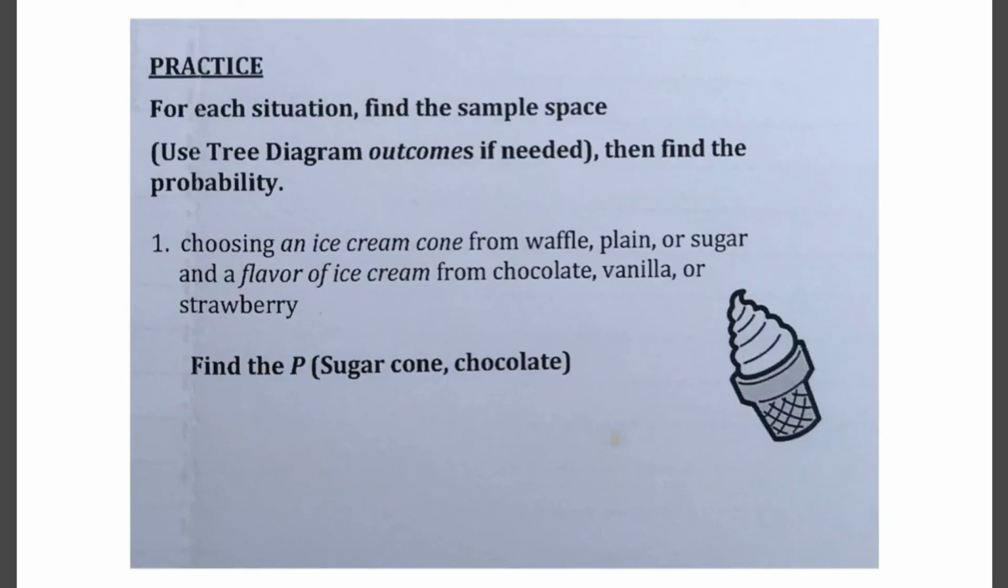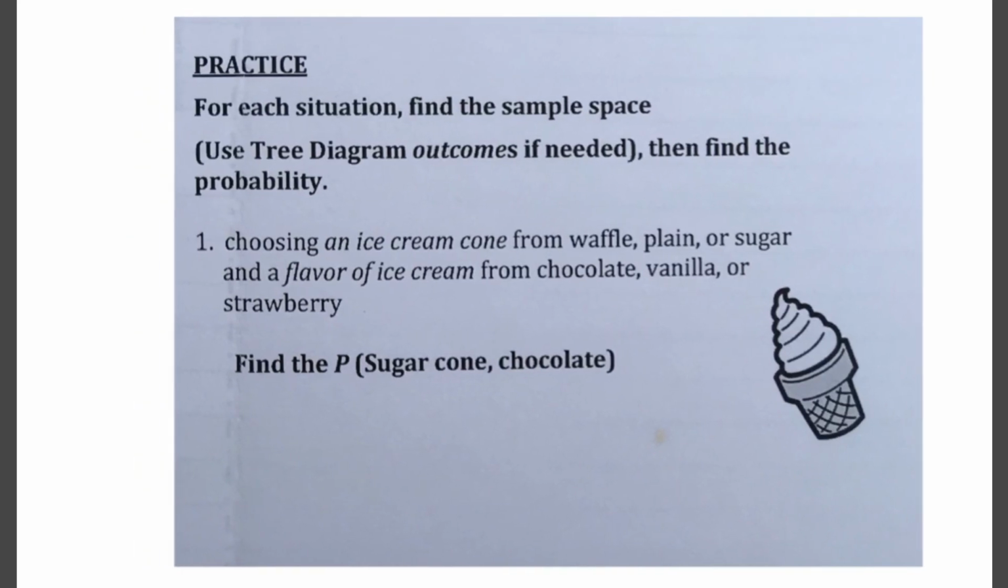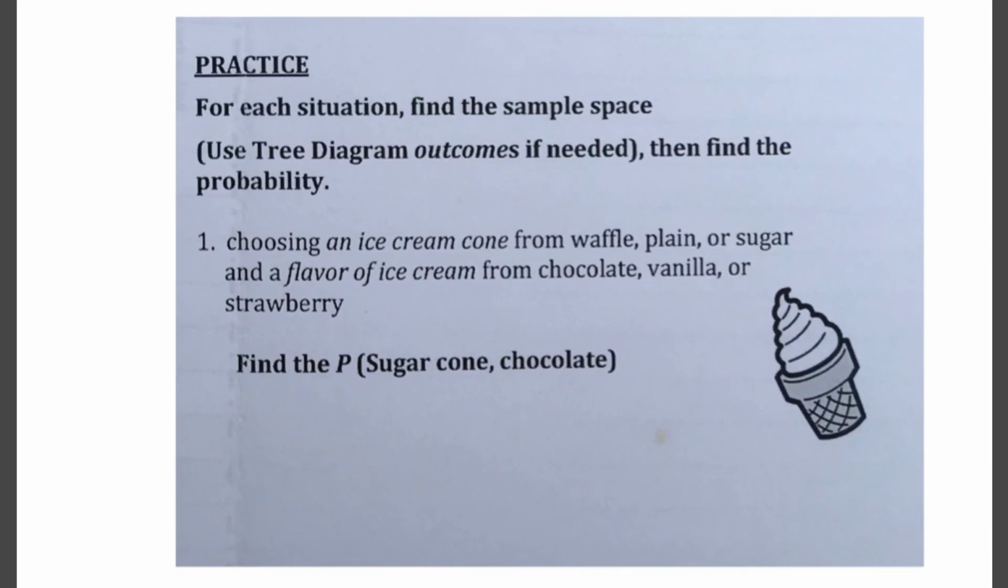So let's take a look at this first practice problem. It says to use a tree diagram if you need it. So we're finding the sample space, then finding the probability. So our sample space is that number of outcomes. So we're choosing an ice cream cone and then the flavor of the ice cream. So we have waffle, plain, or sugar.